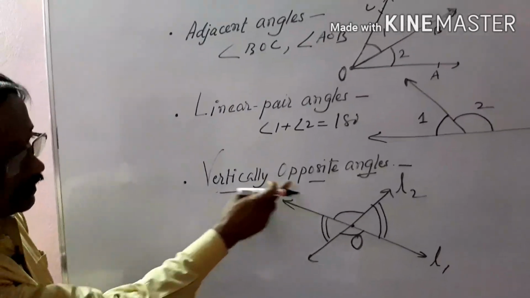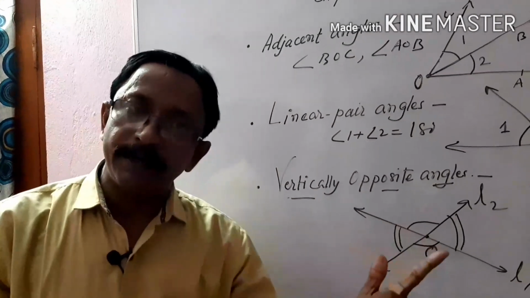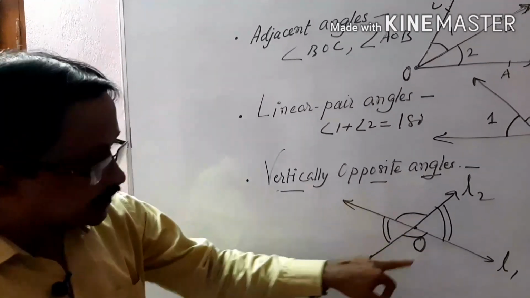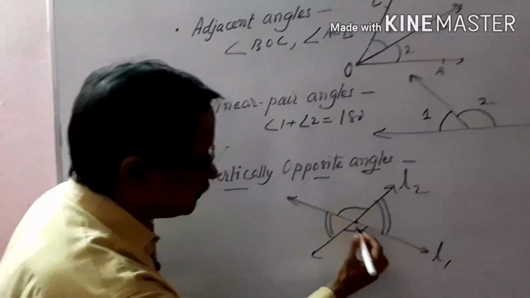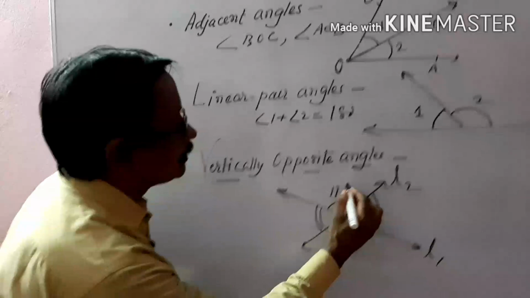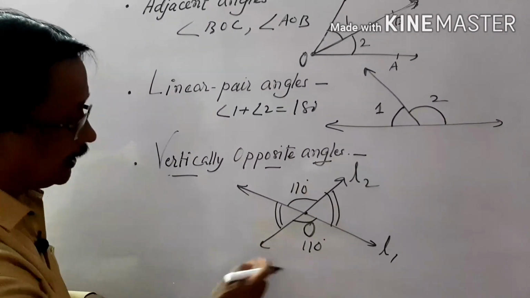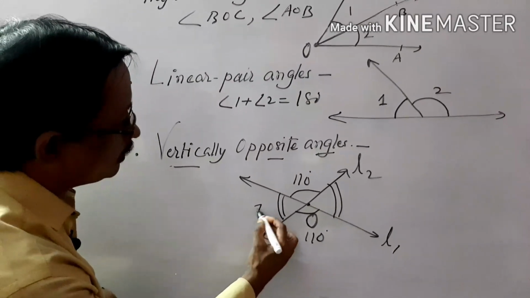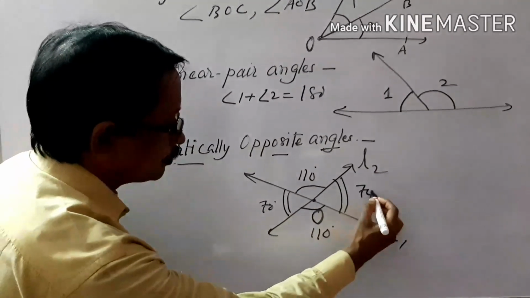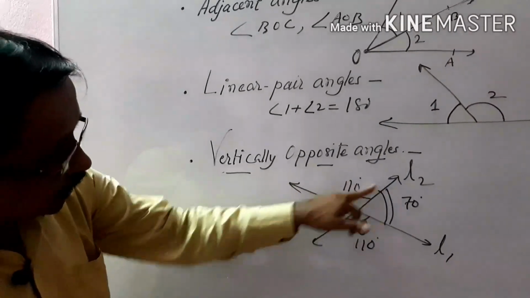But in the case of vertically opposite angles, one property you must remember. What is the property? In the case of vertically opposite angles, the angle measurements must be equal. Say if this one is 110, then this one also will be 110 as the opposite angle of two lines. And this one is 70 degrees, this one also 70 degrees, such that these two angles make 180 as it is a line.